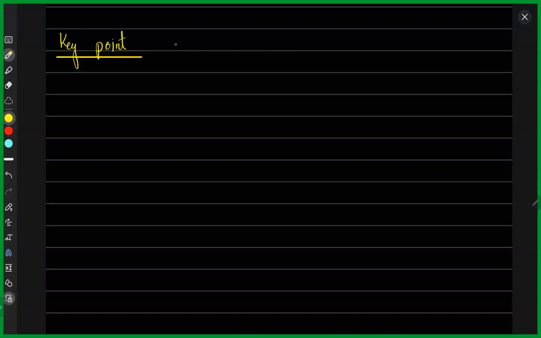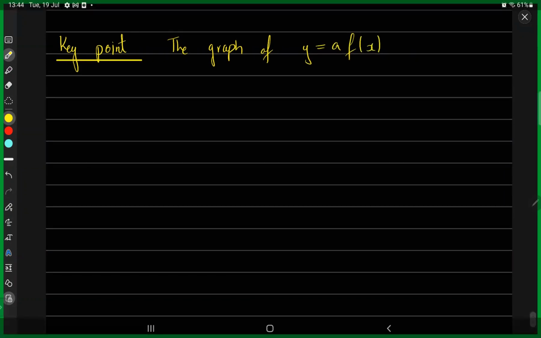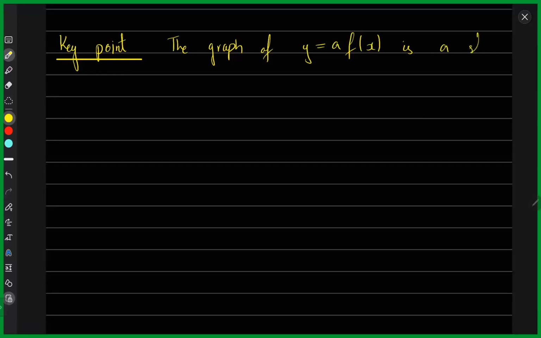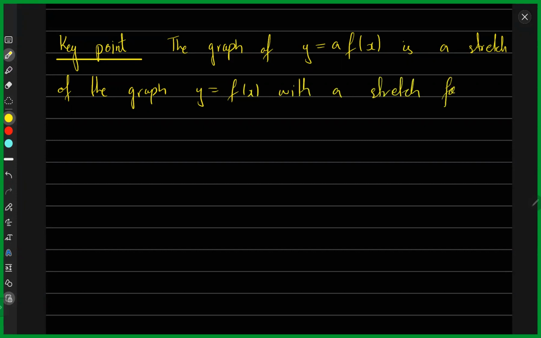Okay. It says the graph of y equals a multiplied by f of x is a stretch of the graph y equals f of x with a stretch factor a along or parallel to the y-axis.